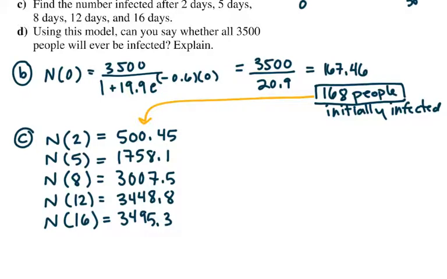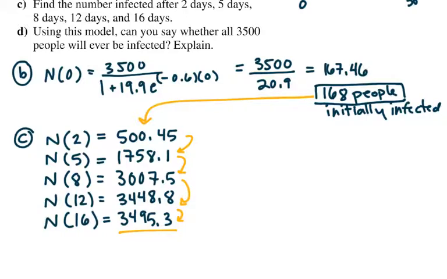Initially, 168 people were infected. And after 2 days, that number has more than doubled to 500. Add 3 more days, that number has more than tripled. But at a certain point, the number is going to stop going up so rapidly. Why does that happen? Well, there are fewer people to infect, right? It's still spreading, but by the time we get to 3,000 people, there are only 500 people left to infect. So it's not going to keep skyrocketing like it initially was. You see that it starts to approach that number 3,500.